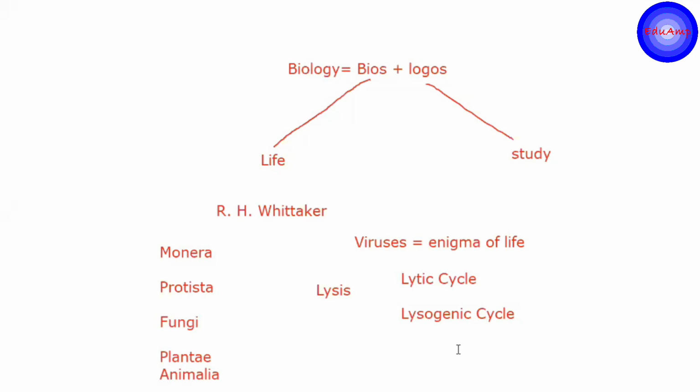Okay, so when this takes place, finally, we suffer from disease again. So there are two kinds of cycles. The first is called the Lytic cycle, and the second is called the Lysogenic cycle. I hope it is clear till now. Yes, sir.